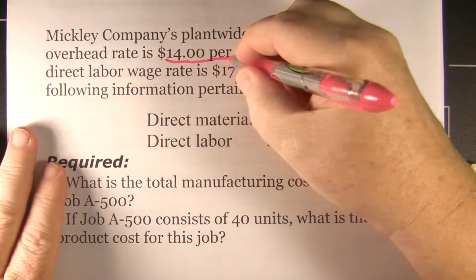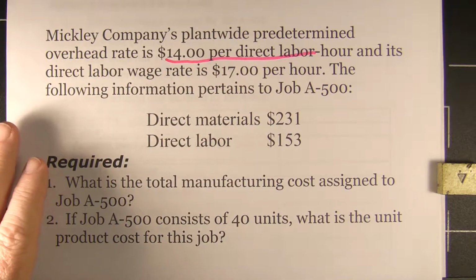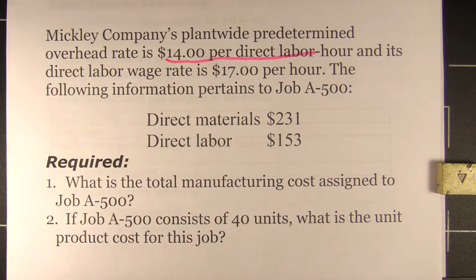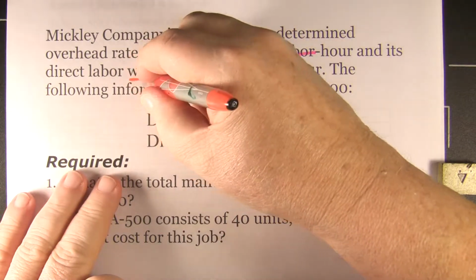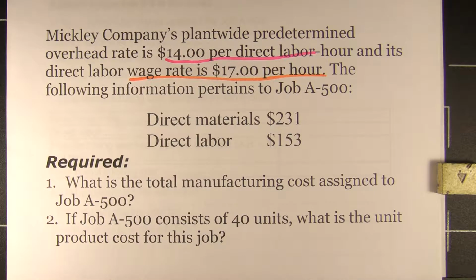First of all, for every hour that we put in, there is $14 worth of overhead. And for every hour we put in, we also put in $17 of labor cost. It's important to make sure you get those squared away. Now, we have to figure out how many hours are on there, and they didn't tell us that. But without being a mathematical genius, we can figure this out pretty easily.